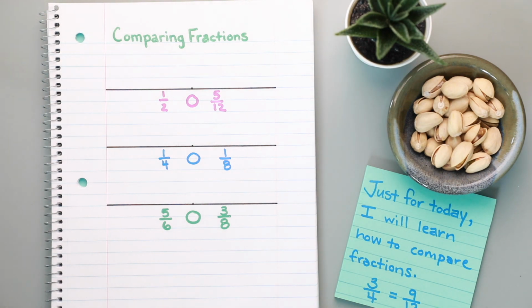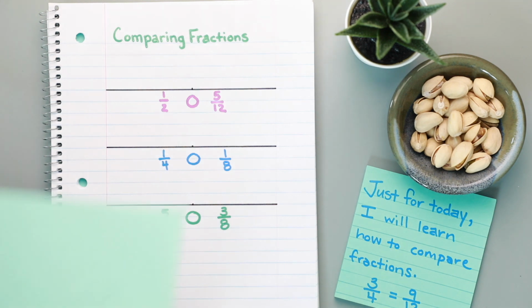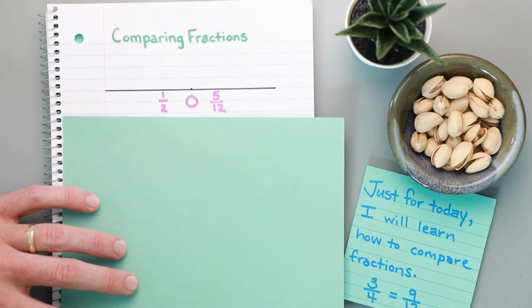As you can see, I've drawn some number lines. We're going to compare 1/2 and 5/12, 1/4 and 1/8, 5/6 and 3/8. I'm going to start with just the first one and cover up everything else with my cover sheet. 1/2 and 5/12. Now this is something, granted, I know some of you can do in your head, but what I'd like to do is have you work it out with me.